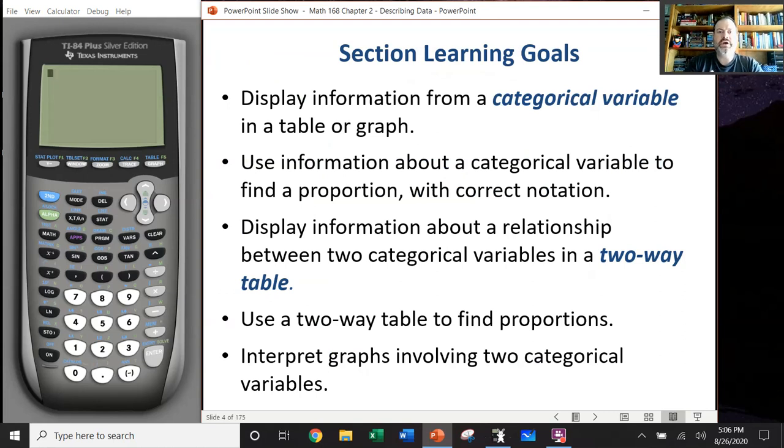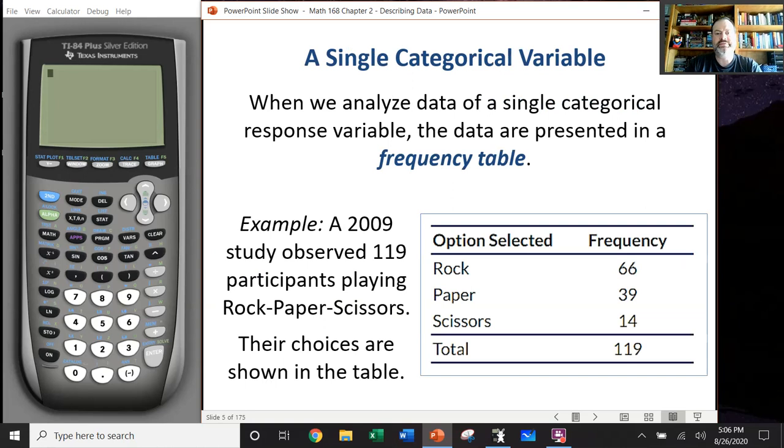All right, so here's your section learning goals. You guys know how to read that stuff. That's the videos that are available in the ebook at the end of the section correspond to these learning goals. We're going to talk about all this stuff today. So let's start with what happens when we have one categorical variable.